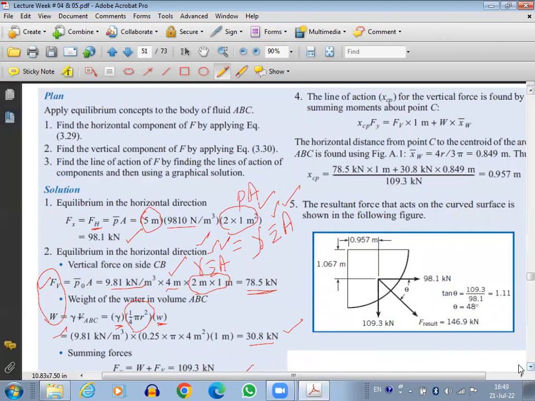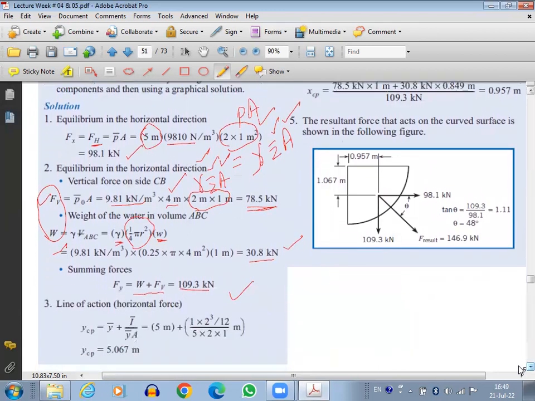So for the case of the horizontal, we need to find YCP. Now look here. This is the formula for YCP. As I told you, this will be provided to you in the exam. Area will be for the projection, 2 by 1. Clear? Y bar was 4 plus 1. 4 above this curved surface, and this projection was 2 meter, so half of this, 1, is the Y bar.